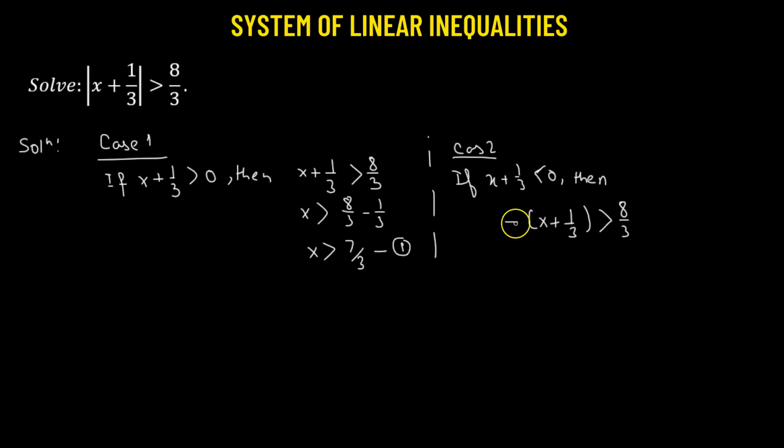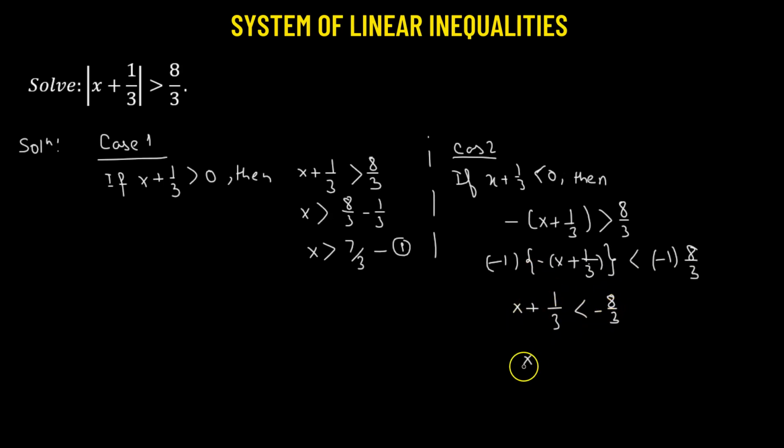But we'll have to be very careful here whenever we're multiplying with a negative number. Whenever we multiply with negative 1, the sign of the inequality is going to change. That means it will become less than negative 1 multiplied to 8/3. So the negative and negative multiply to give us positive: (x + 1)/3 less than negative 8/3. So we'll transpose 1/3 to the right hand side to get x less than negative 1/3 minus 8/3, which gives us x less than negative 3. So let's label this as number 2.